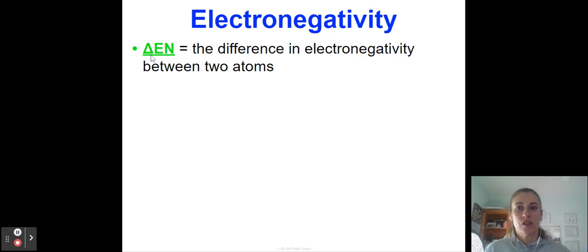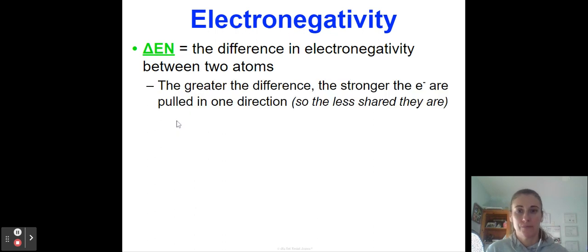The change, and that's what delta means, the change in electronegativity, is a difference in electronegativity between two atoms, and this is going to determine what type of bonding we have. So the greater the difference, the stronger the electrons are pulled in one direction, so they're not shared as much.